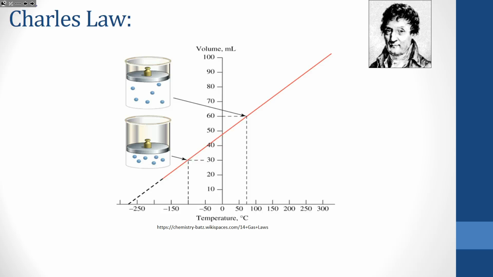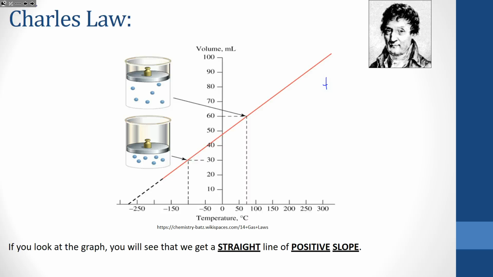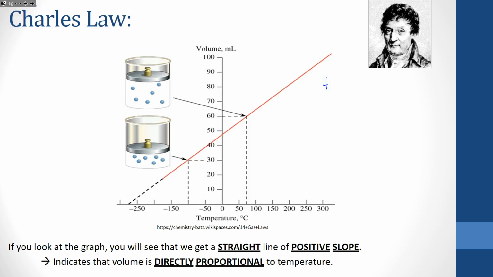When you do that, you get a graph that looks something like this. It's a nice straight line, and you notice that the slope is positive. Why is it positive? Well, if one is going up, the other one's going up. If one of them goes down, the other one goes down. So they rise and fall together. And that straight line of positive slope tells us this is a direct proportion, or a direct relationship. We learned that Boyle's law was an inverse relationship, where as one goes up, the other one goes down. This one is direct because they both increase or decrease together.